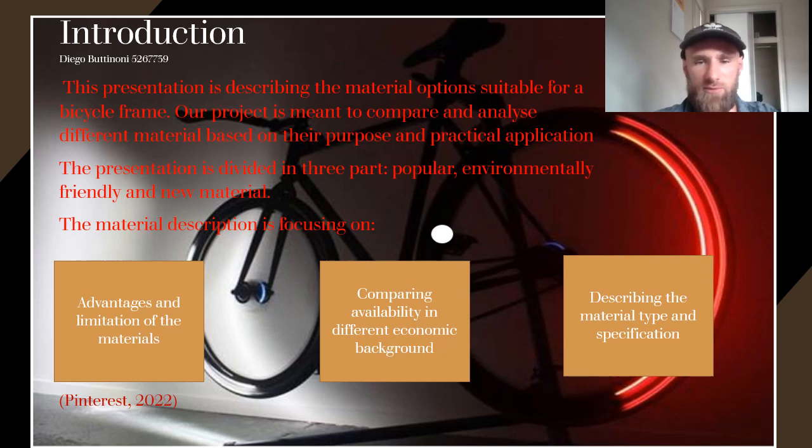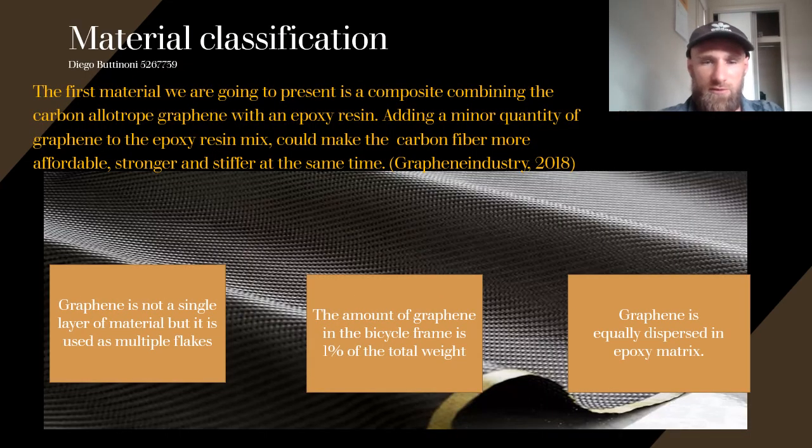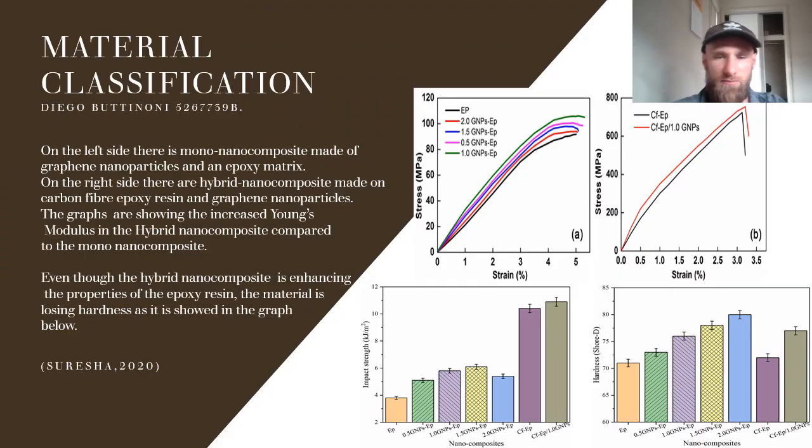material type and specification. For material classification, we can use a composite material made of graphene and epoxy resin. The epoxy resin is not going to be a single layer, but multiple flakes dispersed in the epoxy matrix. And for this reason, the graphene is going to be just 1% of the total weight.